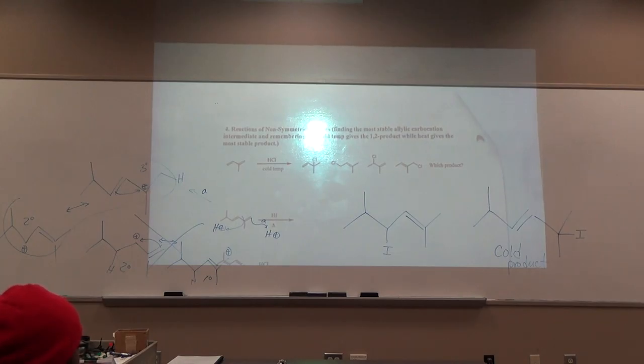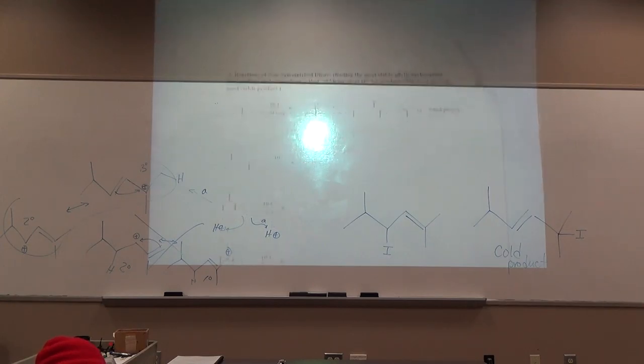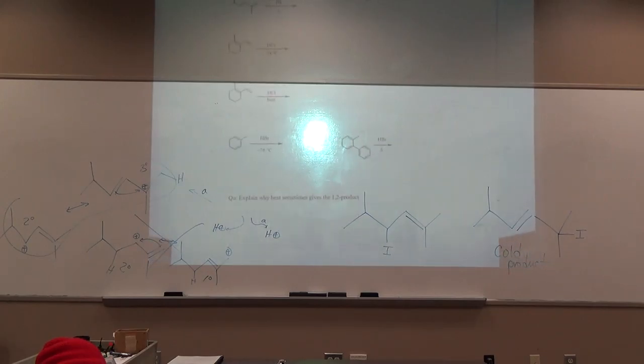In my introductory example, it did. What does heat give? Heat gives the most stable product. Sometimes the 1,2 may be more stable than the 1,4. On the other hand, cold always gives 1,2 due to the proximity effect. So there's other ones for you to do down there.